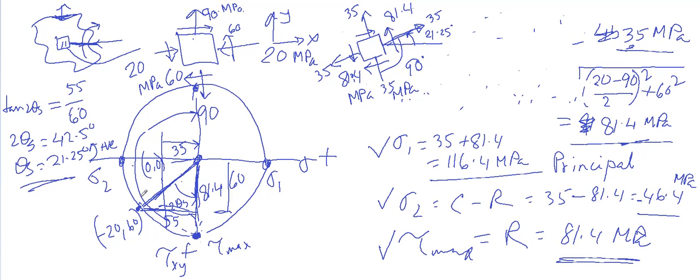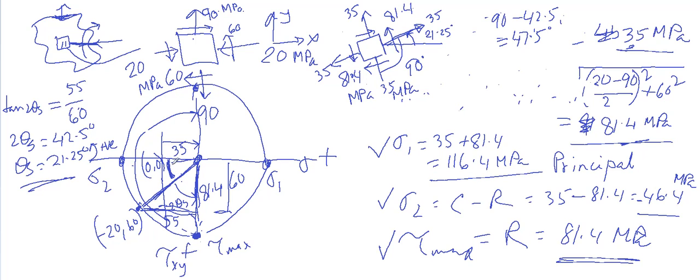Now what about the principal stresses? Yes, we can find this also. So you can come here. This angle was, can you remember how much? It was 42. So if this is 42, this angle will be 90 minus 42.5, which is a good question. How much is it? I think 47.5 degree. So this angle 47.